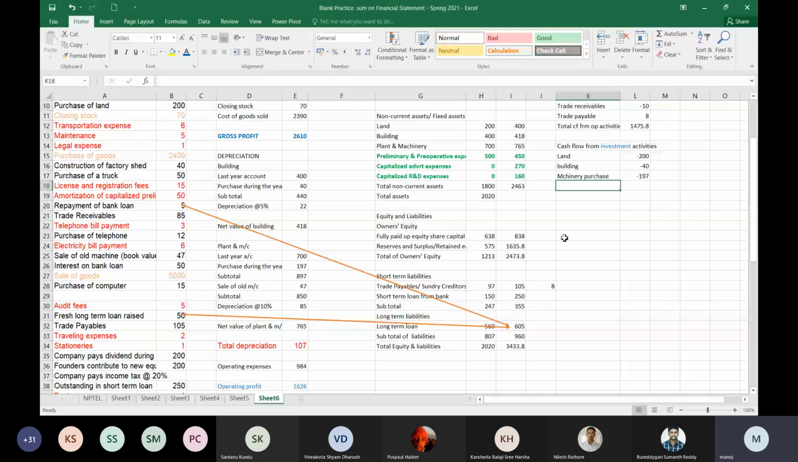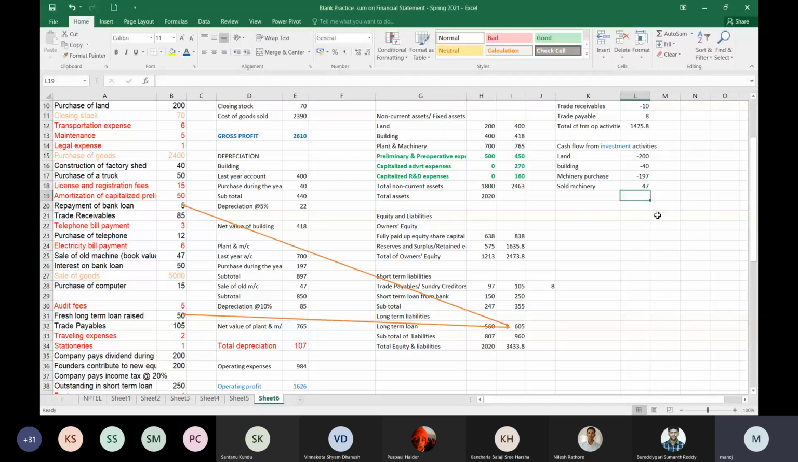Is there anything else other than machinery in cash flow from investment activity? I don't think we have bought anything else. So we make a subtotal, equal to the total of these three cells. This is the total cash flow from, oh sorry, I also forgot. Do you remember something? We actually sold some machine, right? Sold machinery and that money has come in. So this is equal to sale of old machine valued 47. This money has come in. So that should be positive.